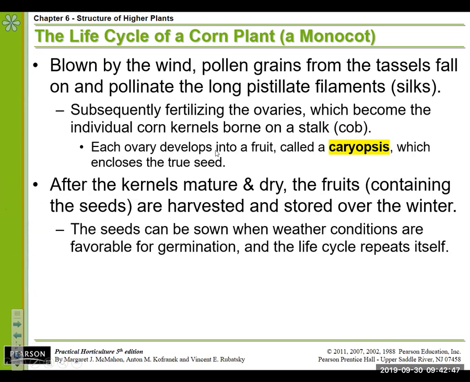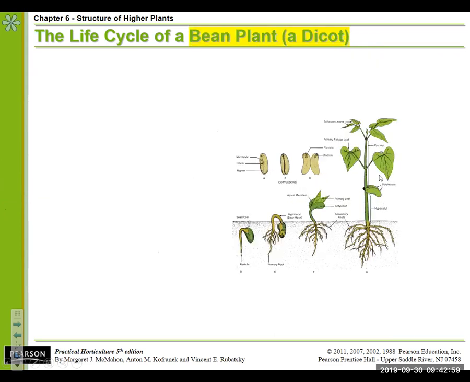After these kernels mature and dry, we harvest those seeds, store them over the winter to grow them again, or we feed them to animals in many cases. Maybe we process the plants.